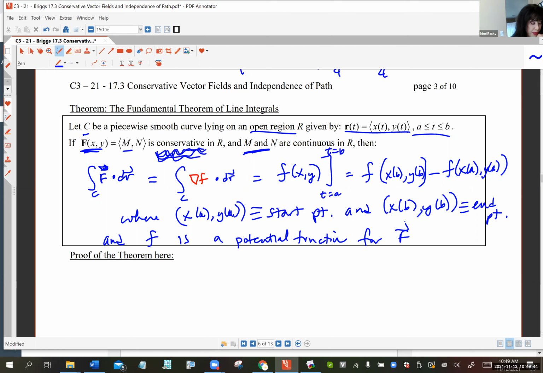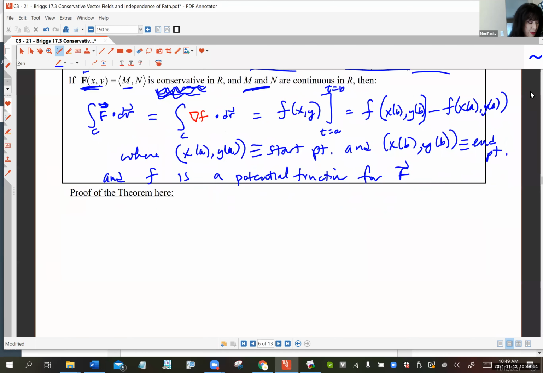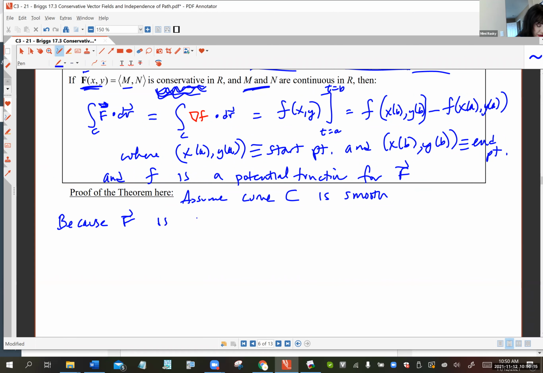Okay? I'm going to prove the theorem right now, and then we will use it for a previous example. Okay, so the proof is kind of cool, and we're going to assume that the curve C is smooth. Smooth meaning no sharp corners or cusps, because otherwise it's kind of a hassle to do the proof. And here, because we're given that F is a conservative vector field, that means we're guaranteed F has a mama. F has a potential function.